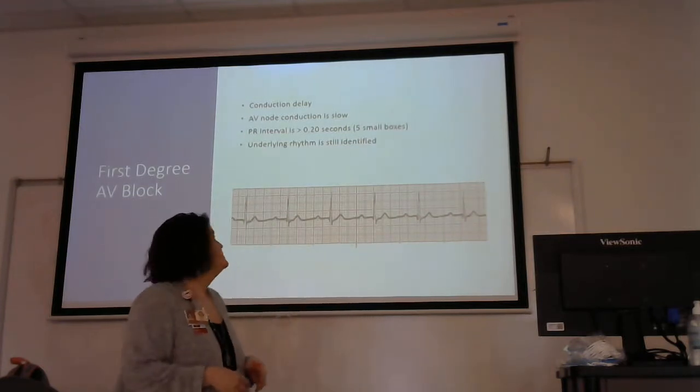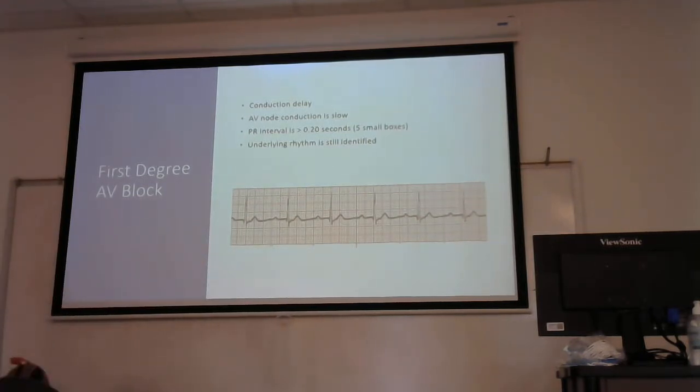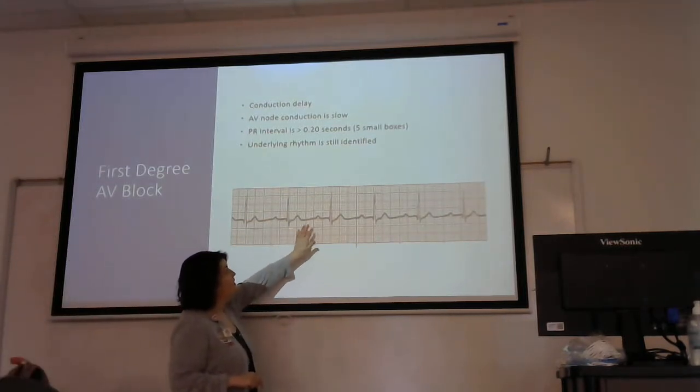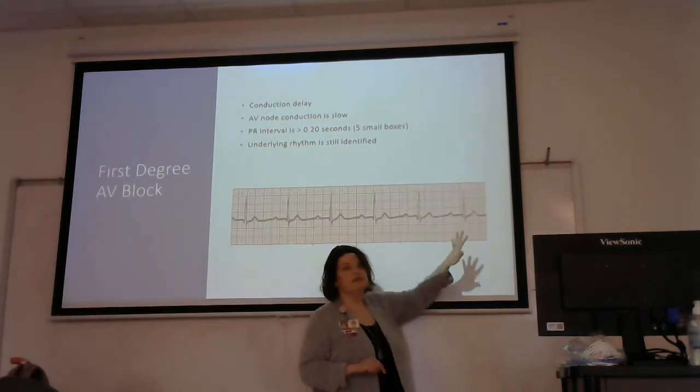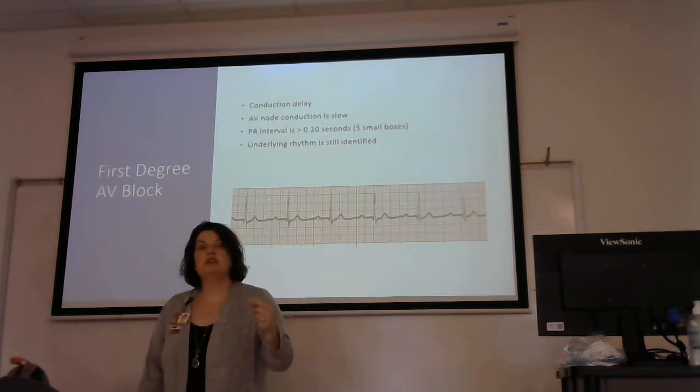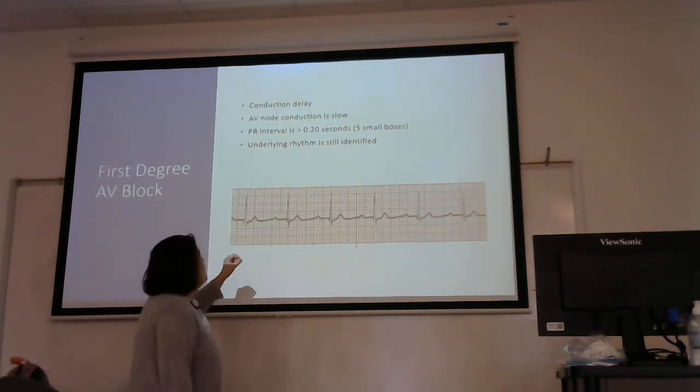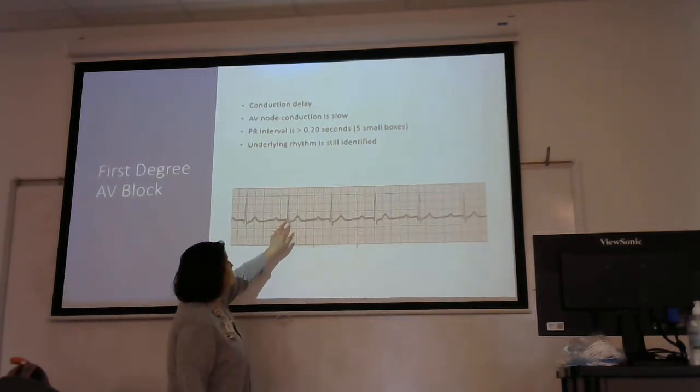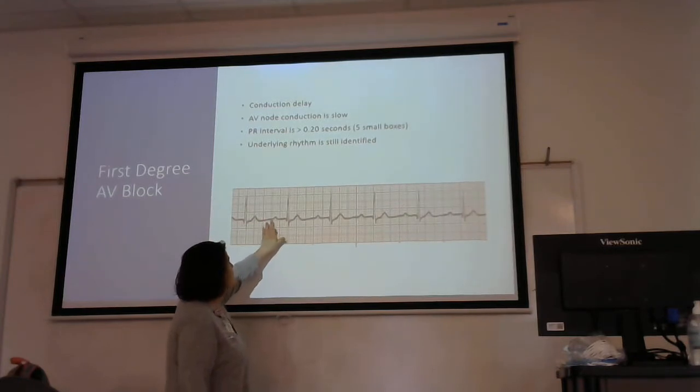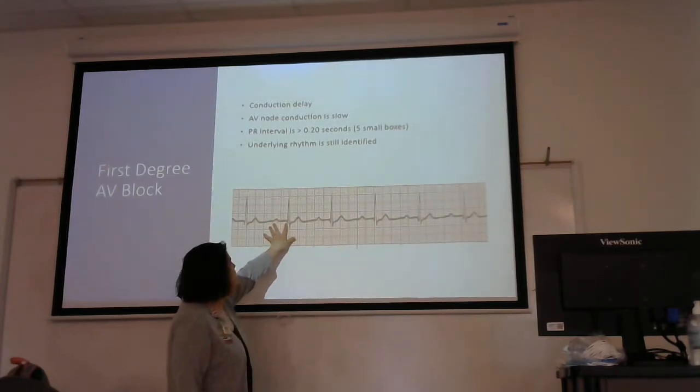Okay? So when we look up here, what is the rate that y'all get? 60. Okay? Is it regular or irregular? This is regular. And now what I want you to do is go and look at your P's. Do I have a P before every QRS? Yes. And are they similar in appearance? Yeah. Well, look at your PR interval. Okay? When you look at this PR interval, remember you measure your PR interval from the beginning of your P to the beginning of your QRS.